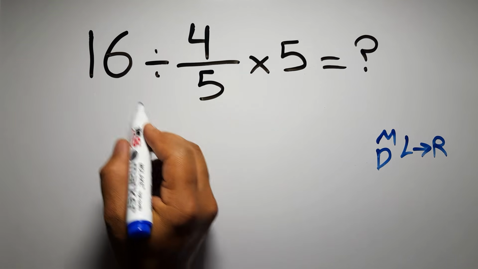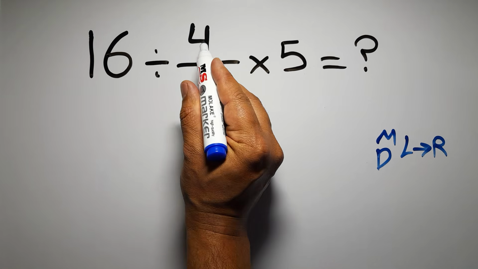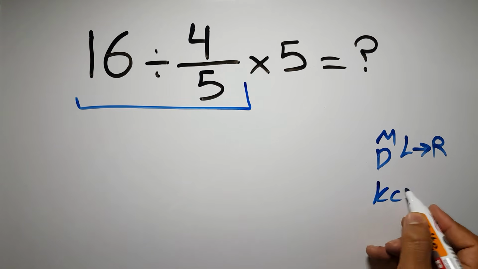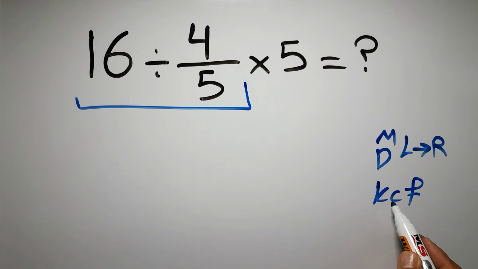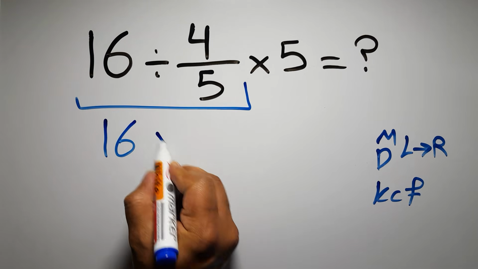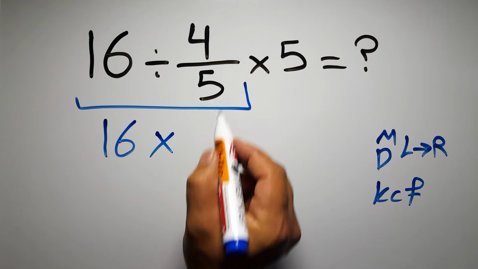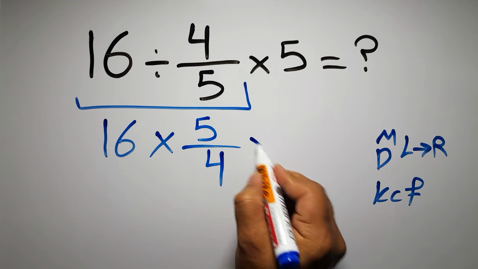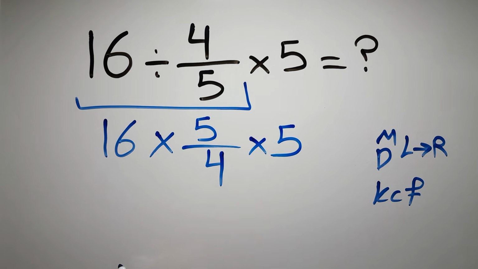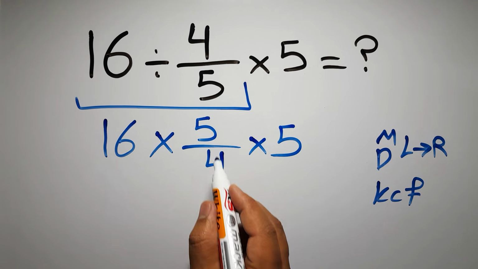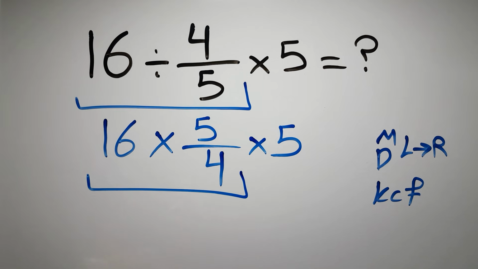So first this division, 16 divided by 4 over 5. According to the KCF rule, K stands for keep, C stands for change, and F stands for flip. We can write keep the first fraction, change division to multiplication, and flip the second fraction. Then times 5. Okay?